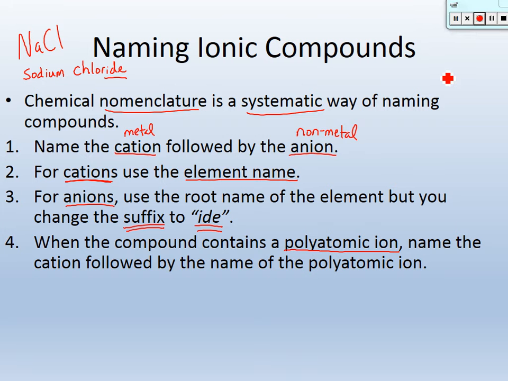Okay, so polyatomic ion table, that paper that we passed out last time in class. In fact, I want you to take it out right now, and we're going to write something on the top of it. Rule number 4 says, when the compound contains a polyatomic ion, you name the cation followed by the name of the polyatomic ion. We don't change the name of it. So across the top of your polyatomic ion table, put don't change the name.